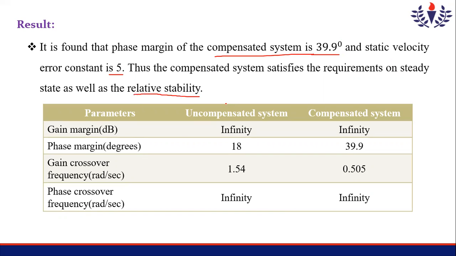You can check the values. Previously the uncompensated system, what were the parameters, and what about the compensated system? Previously, if we observe the gain margin for the uncompensated system, it is infinity. And the phase margin, we are concentrating on phase margin. So it is 18 degrees. Again, the gain crossover frequency is 1.54 radians per second. The phase crossover frequency is infinity. After adding a lag compensator, the gain margin is infinity only. So the phase margin, our desired value, almost 40, we are getting at a gain crossover frequency of 0.505 radians per second. The phase crossover frequency is infinity.